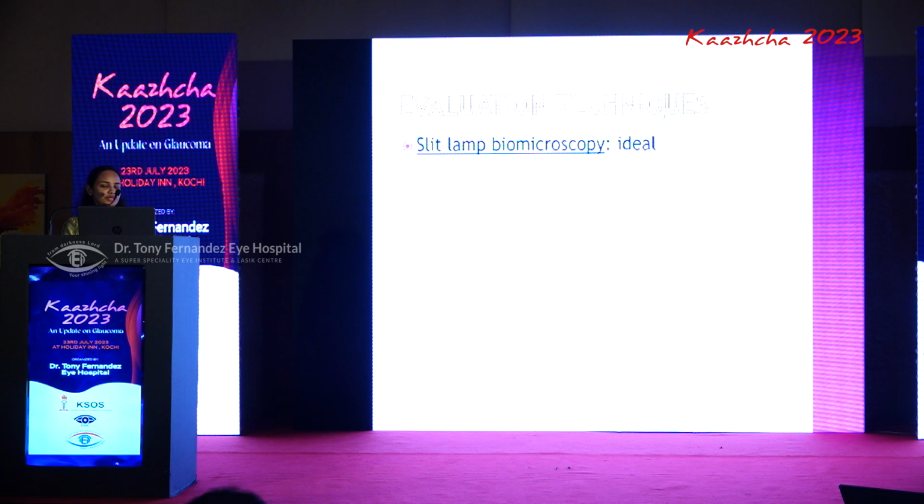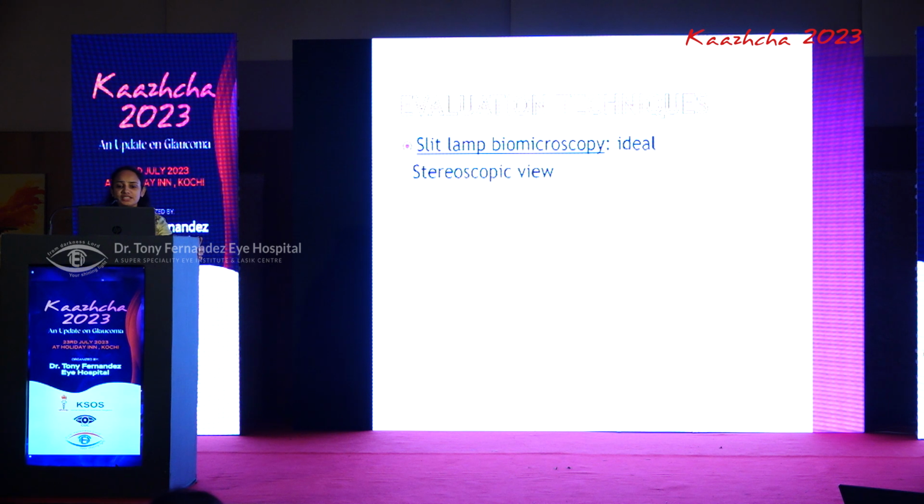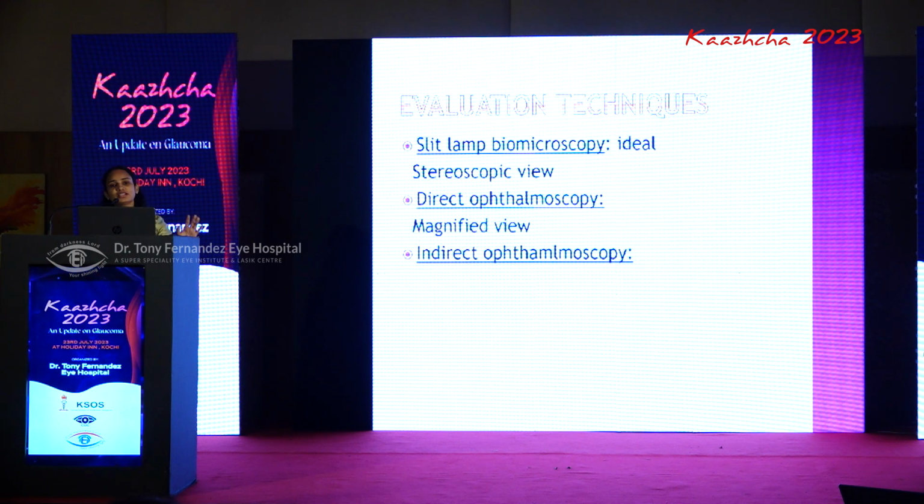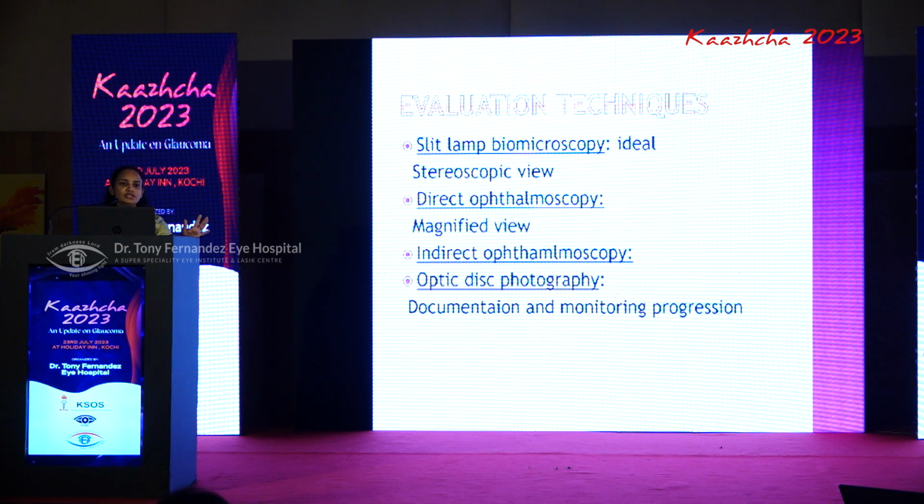For clinical evaluation, you have different techniques. A slit lamp biomicroscopy using a 78 or a 90 diopter lens remains the ideal technique for evaluating the optic disc. The advantage is it provides a stereoscopic view of the fundus. Direct ophthalmoscopy can be used when you do not have access to slit lamp. It provides a magnified view of the disc. Indirect ophthalmoscopy provides a wider view of the retina, but the finer details of the disc can be missed. And of course, optic disc photography is important in documenting and monitoring the progression.